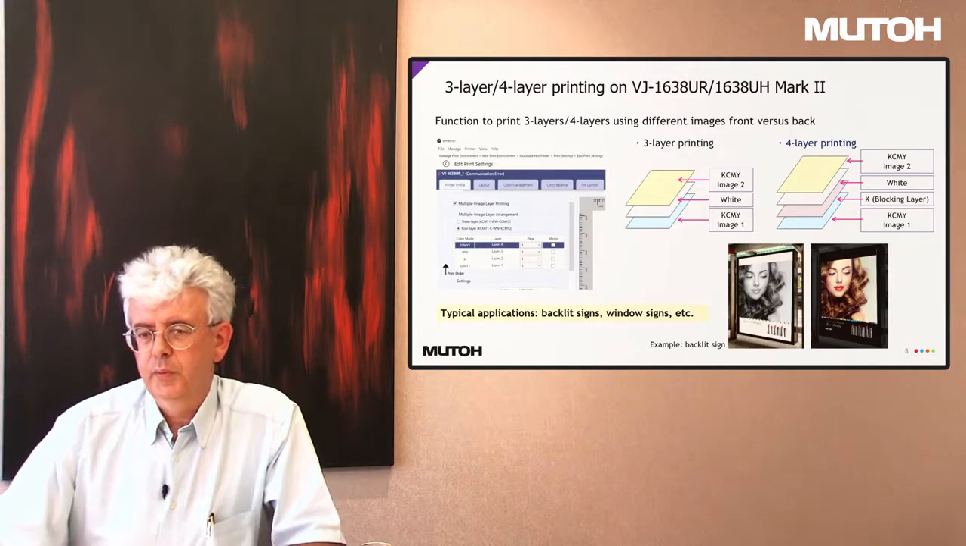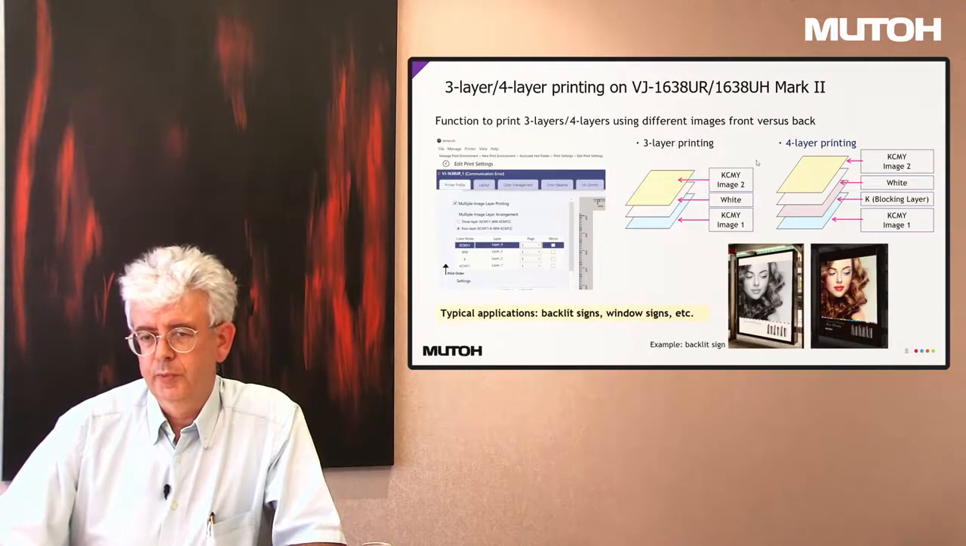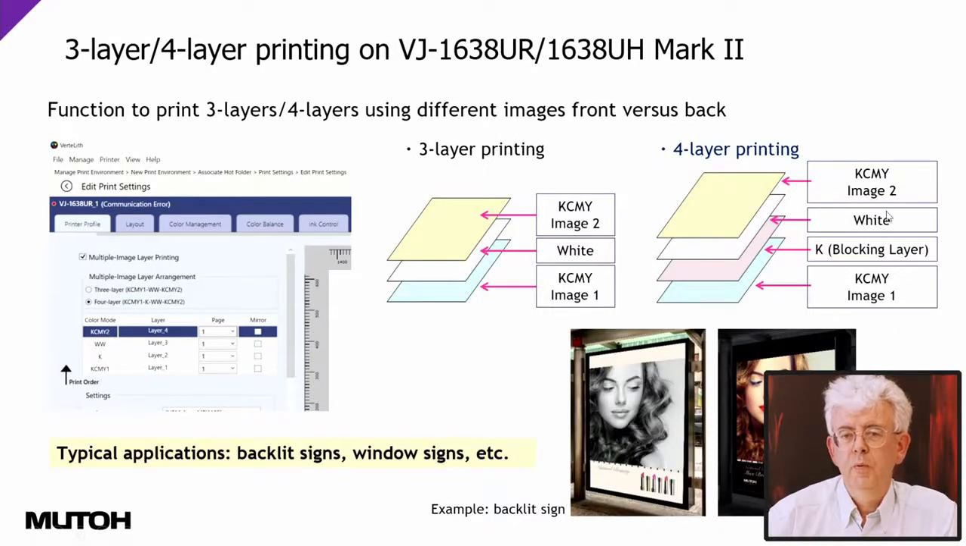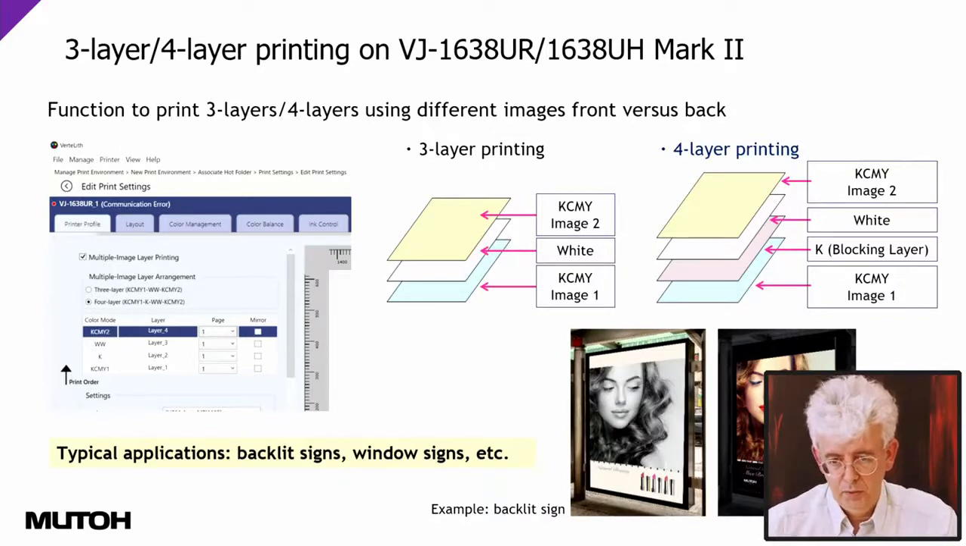This software will allow you to do up to 4 layer printing, where on the front and the back side you do not need to use the same image. So this is shown here with image 1, image 2, with a white diffusion layer in between. And if it's really a totally different image, you can do a blocking layer, or you can make cutouts to make some animation possible.